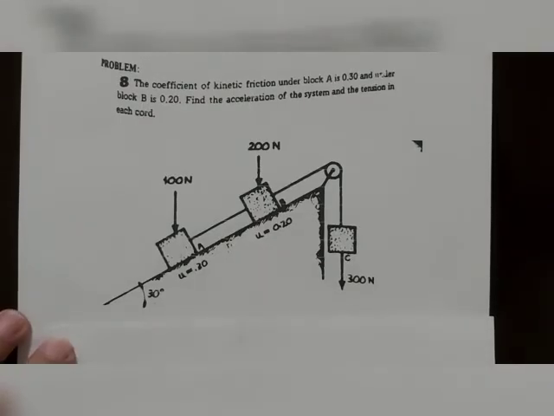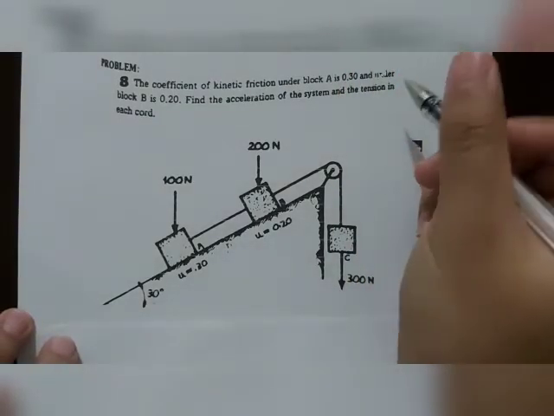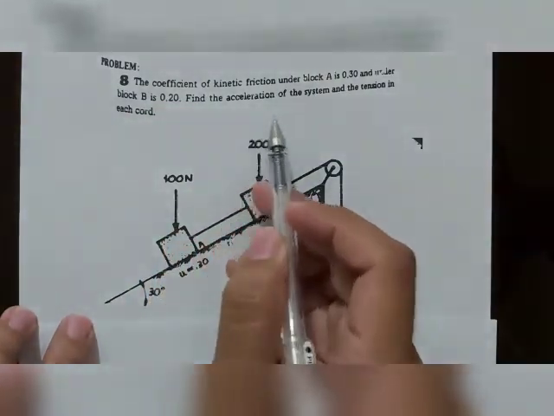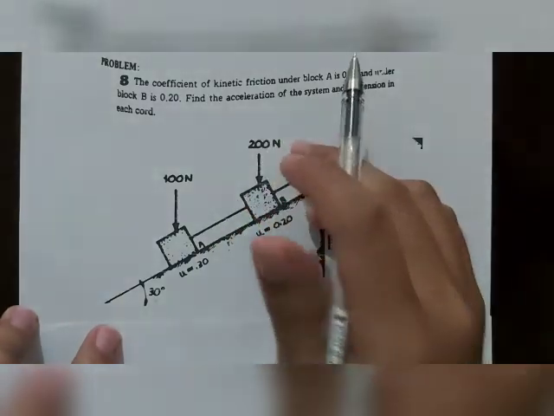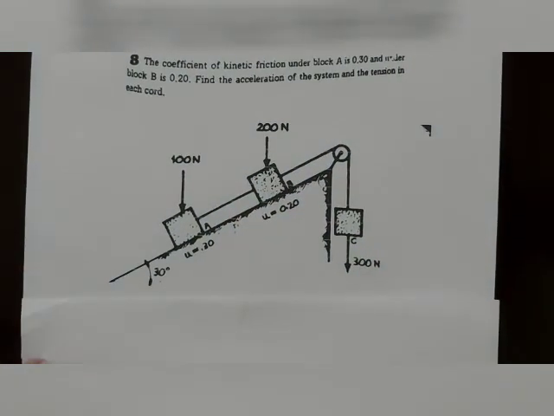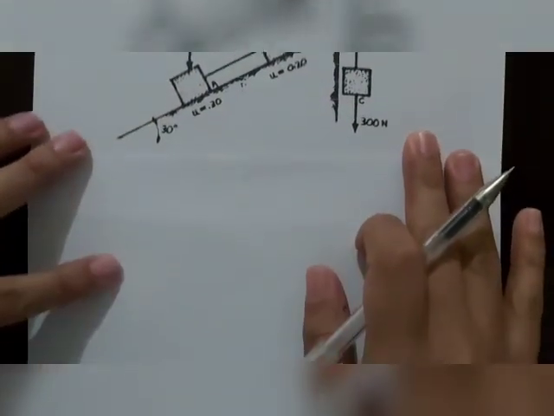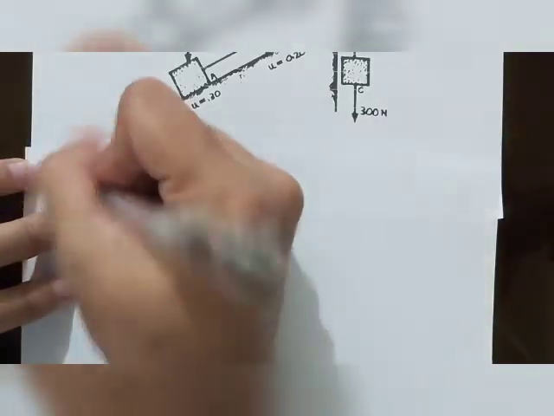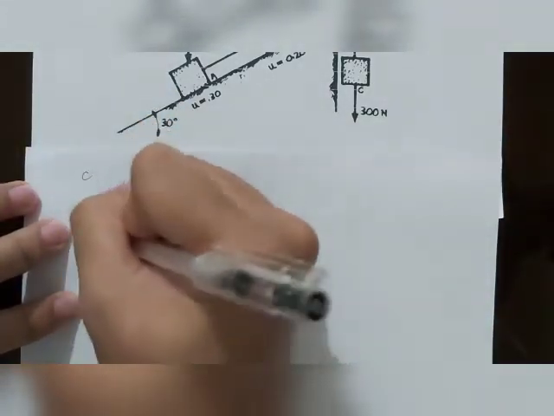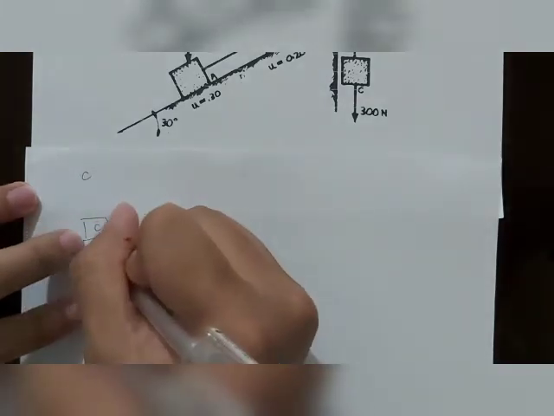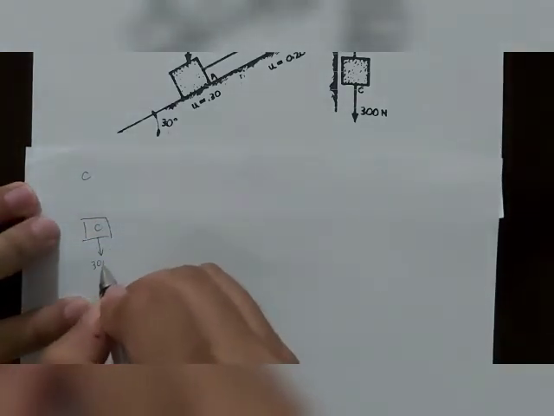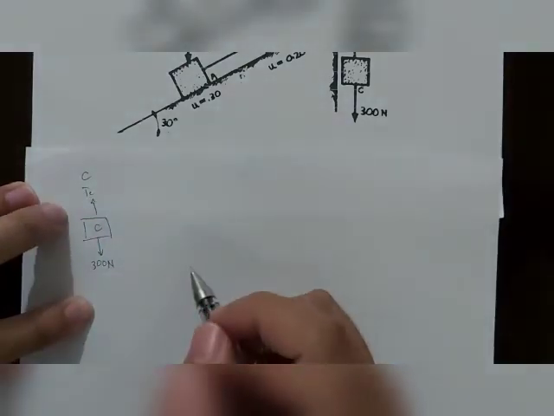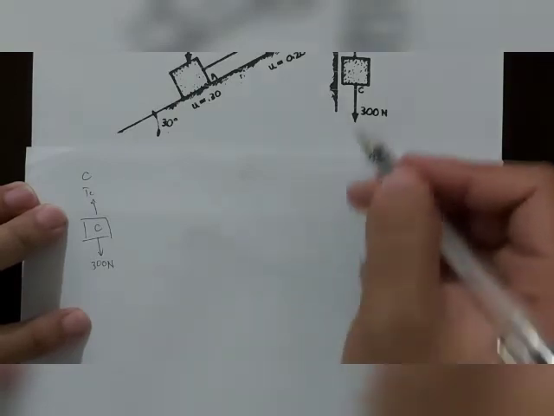Okay, number 8. So the coefficient of kinetic friction under block A is 0.30 and under block B is 0.20. So find the acceleration of the system and the tension in each chord. So let's start by drawing the free body diagram of our block C. Okay. So block C, we have the block C itself plus the weight, which is 300 Newton. So meron tension dito, tension C. So assume natin na yung acceleration is pababa.